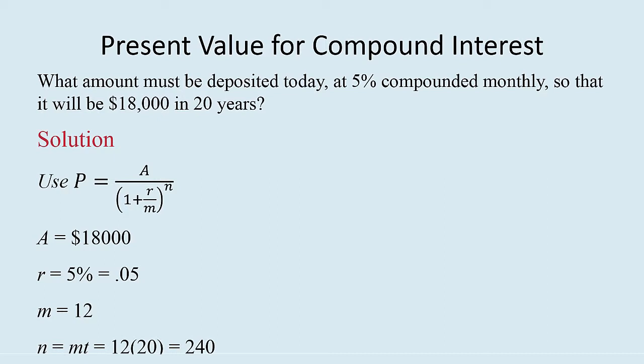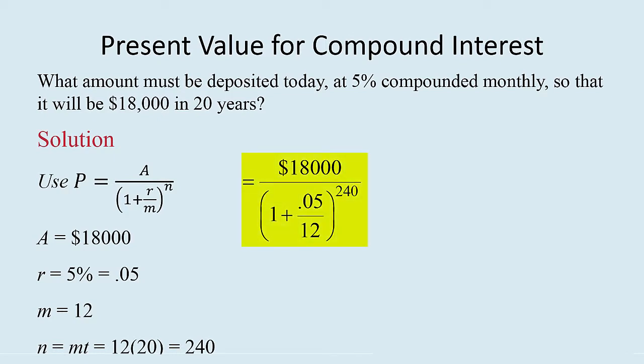N is the total number of compounding periods over the whole 20 years, which is going to be 12 times 20 or 240. Plugging into the formula, we have 18,000 divided by the quantity 1 plus 0.05 over 12, all raised to the 240th power. Next, we'll enter the quantities into our calculator.